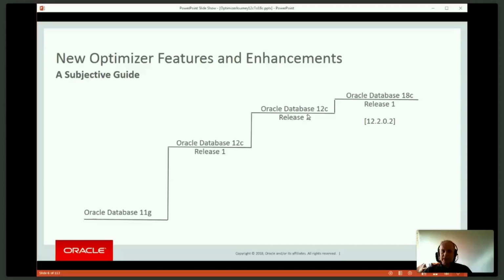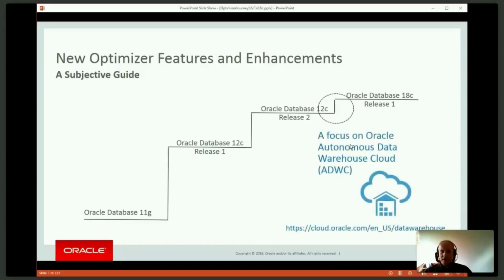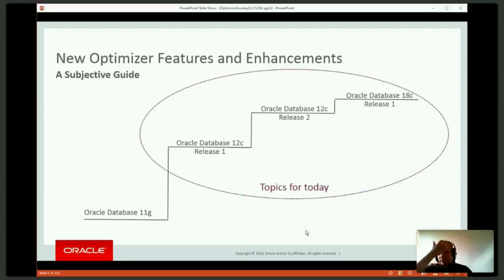So the jump in features between 12c Release 2 and Database 18c for the optimizer was a relatively small step. So there are definitely fewer features in that jump. And in fact, the features that we did incorporate between 12c and 18c were focused very largely on the Autonomous Data Warehouse Cloud, which you may have come across. There's a link there if you want to check that out. So a lot of the optimizer features were directed very specifically at ADWC. And these are the topics for today.